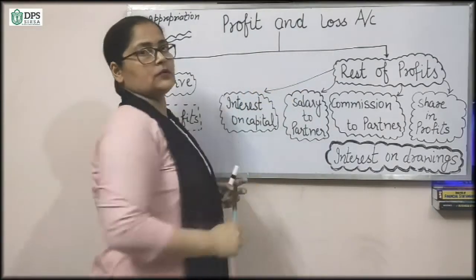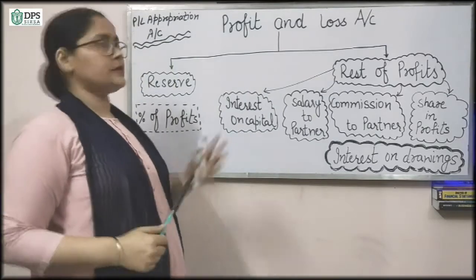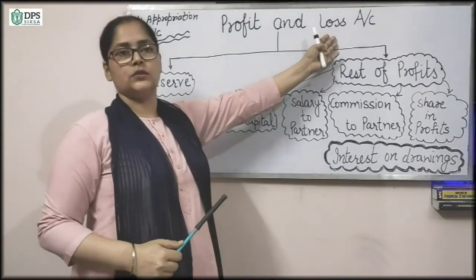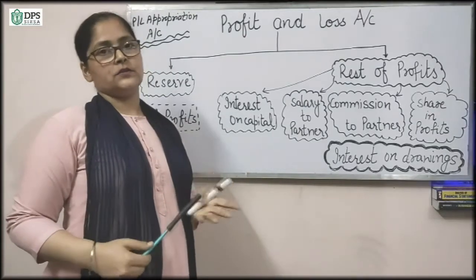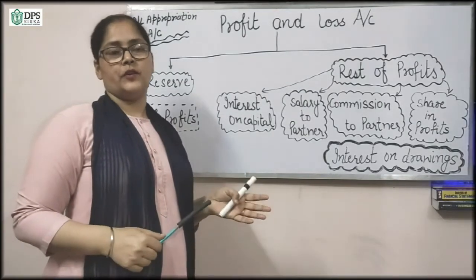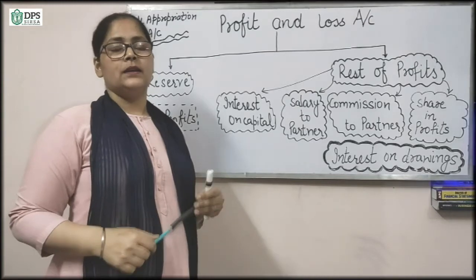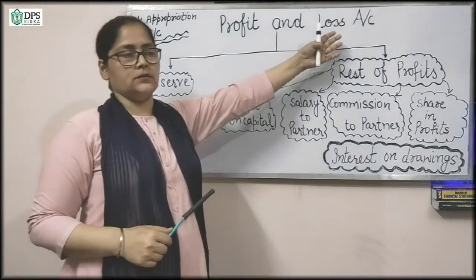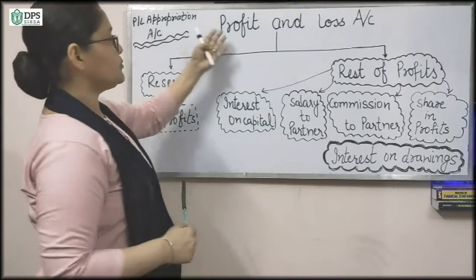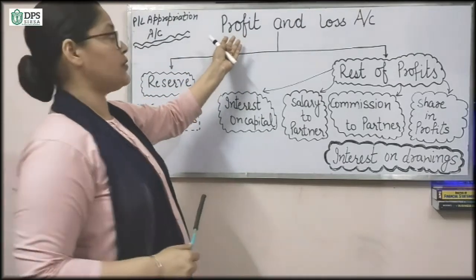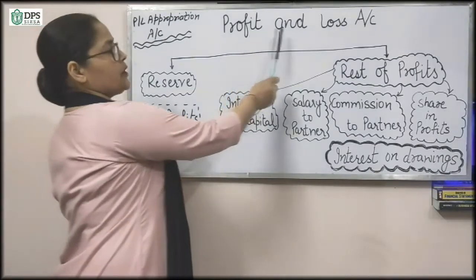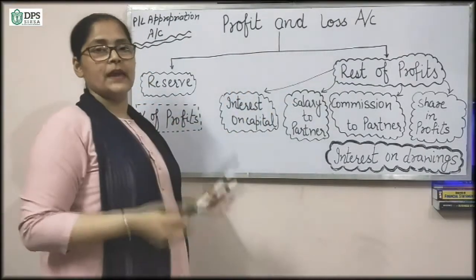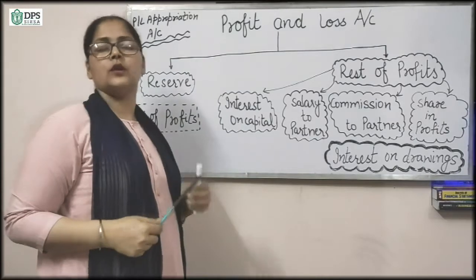Profit and loss account. You know what is profit and loss account? Where we write profits and losses of the firm, and where we calculate profit and losses of the firm, is profit and loss account. It indicates profits and loss of the partnership firm. So after profit and loss account, what we have, profits or losses.